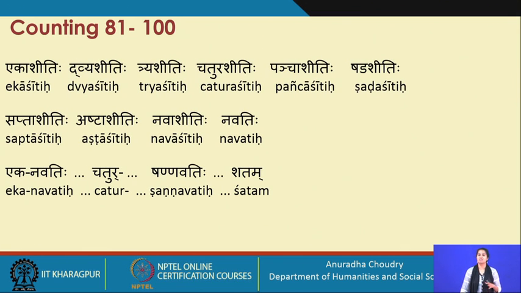Ashitihi. Now because the word ashitihi starts with a vowel, it starts doing sandhi with the other numerals that come before it. So we have ekashitihi, dvayashitihi, trayashitihi, chaturashitihi, panchashitihi, shadashitihi, saptashitihi, ashtashitihi, navashitihi, navatihi. Got that? 90.